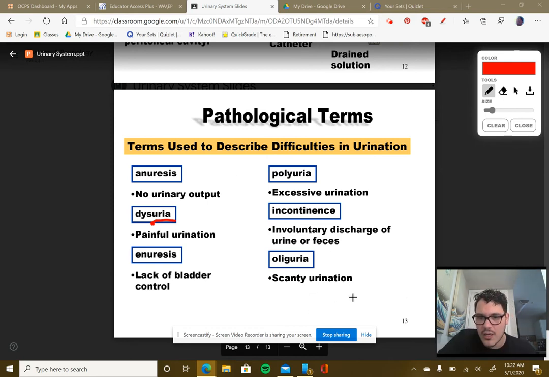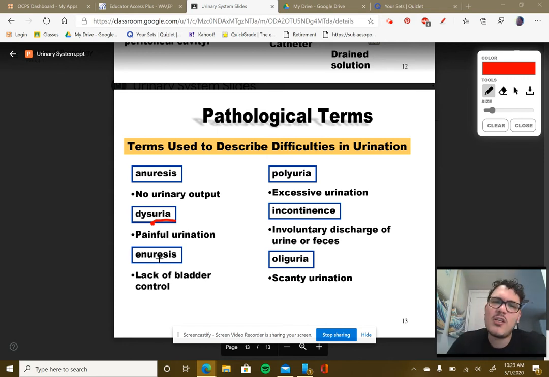And then oliguria is going to be scanty urination. Scanty urination is just indicating a pungent odor, so really negative odor. Obviously, urine doesn't smell good in the first place, but we're talking potently bad, rotten food bad. So it really can become really, really bad depending on all that stuff.